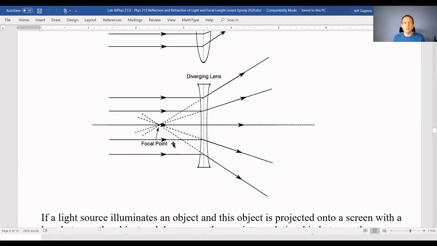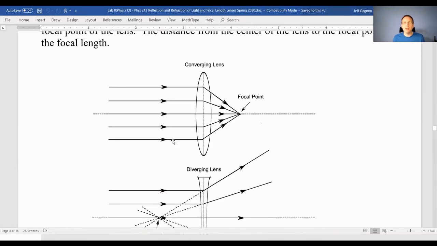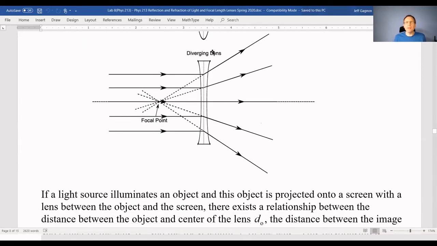Now, just out of convention, the focal length for our converging lens, so again, the measurement from the center of the lens to that focal point, is going to be a positive value. And then for a diverging lens, because the light doesn't actually meet there, it just appears to come from that point, it turns out by convention, it's a negative value for that focal length, okay?